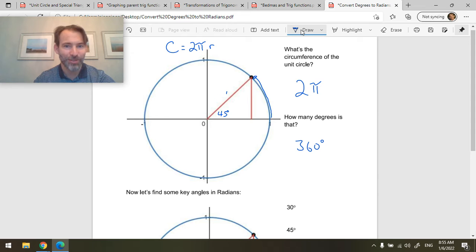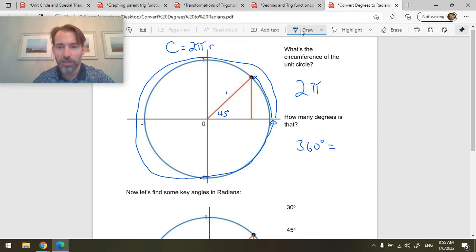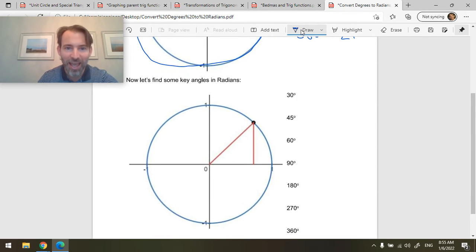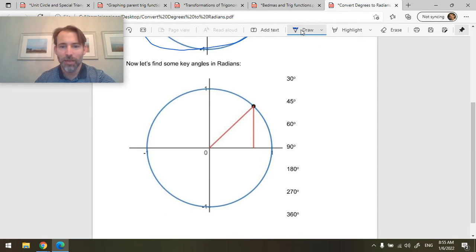Okay, so let's step back a little. 360 degrees, well, that would be going all the way around. We've traveled the entire distance. Okay, so 360 degrees is equal to 2 pi. This is degrees, this is radians. Now let's take a look at some key angles in radians. And we might work backwards here to get to these smaller ones that we're particularly interested in.